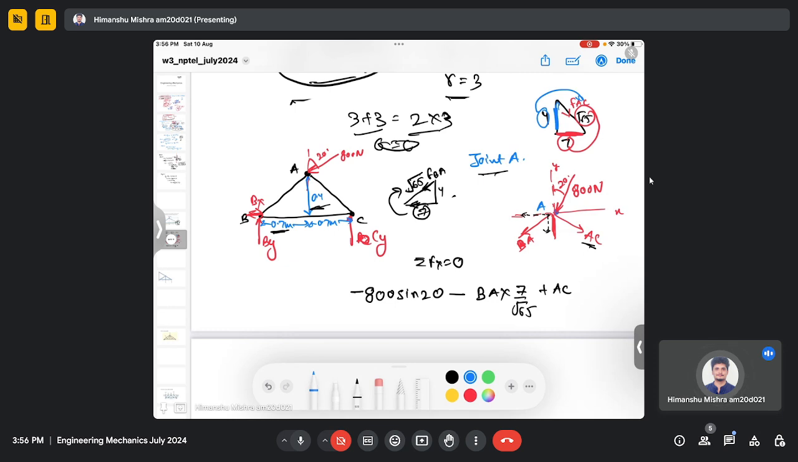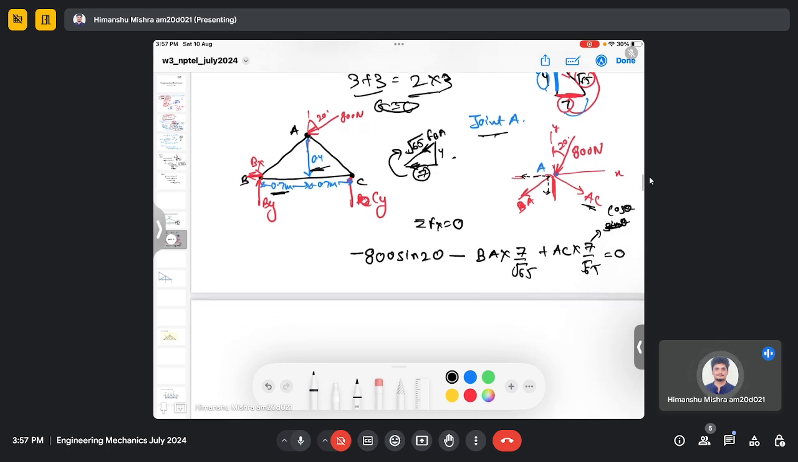Basically I am just using sine and cosine. 7 by root 65 is just cos theta, and 4 by root 65 is just sine theta. So to calculate the horizontal AC, it will be 7 by root 65, which is cos theta. And that equals 0. So this is my equation 1.